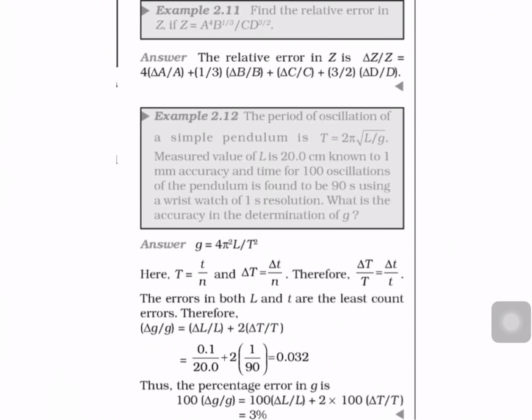For example, you can see the problem. The relative error del Z by Z, where Z equals A power 4, B power 1 by 3, divided by C power 1 by 5, D power 3 by 2.